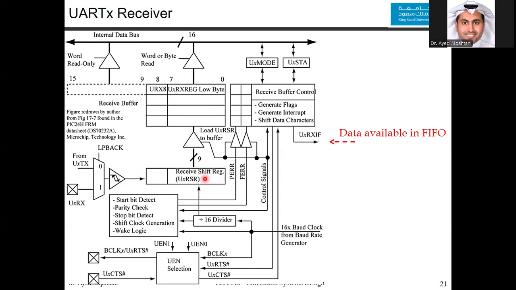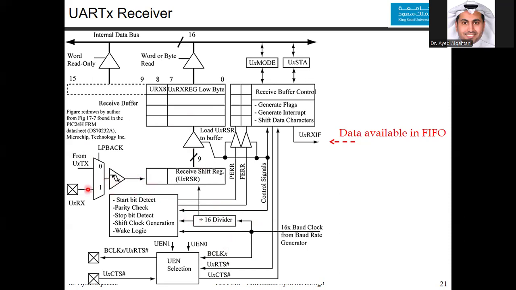Other things you can see here: these buffers have control values. If you use word, this is for byte or a word, so you have control over this. You also have the control for this buffer to move from the shift register to the queue. And the receiver uses the sampling that is generated by the baud rate generator. If it is 16x, it's responsible for sampling each and every one of the bits that you are receiving.